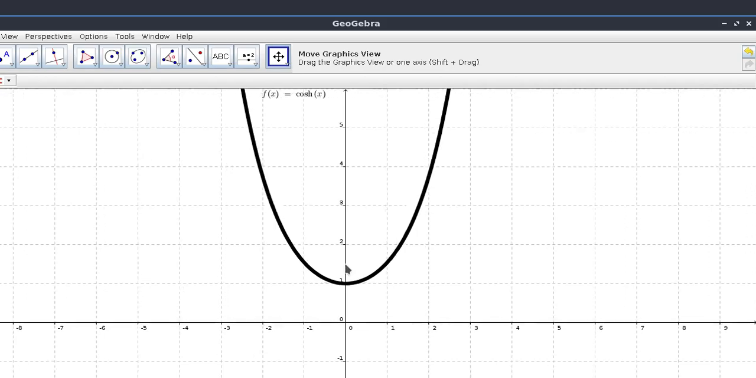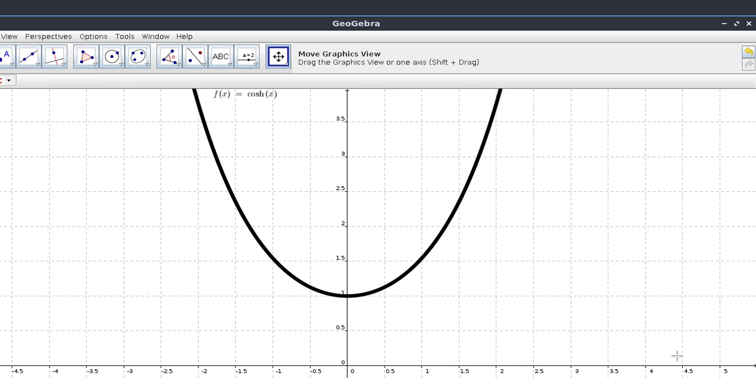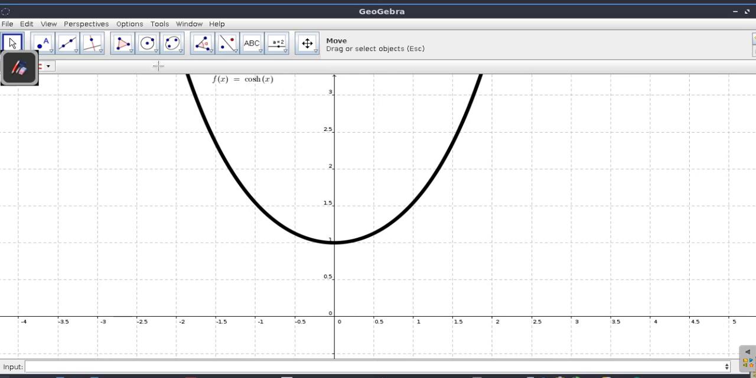Now you notice that you can put in any value for x, but the answer on the vertical axis will never fall below 1. Alright? So here, remember, the cosh of x is equal to e to the x plus e to the negative x divided by 2.